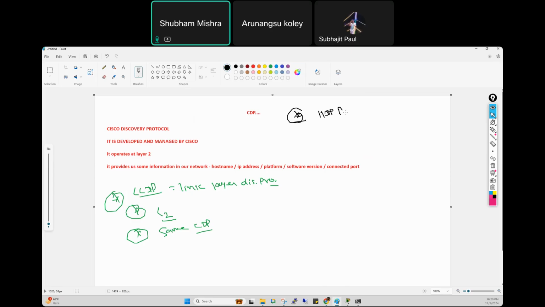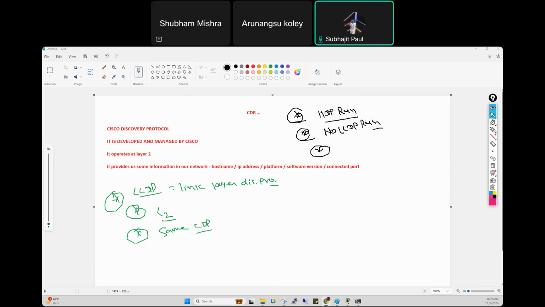LLDP run. This is the command if you want to enable LLDP globally. If you want to disable LLDP, what is the command? No LLDP run. This is the command. Are these clear, everyone? Yes or no?